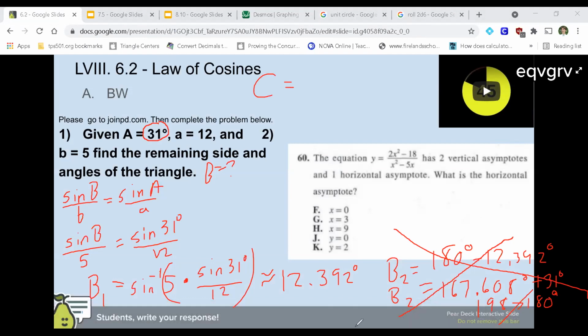Yeah, add the two other angles and subtract that from 180. So 180 minus 31 minus 12.392 gets us 136.608 degrees. It's a pretty big angle.